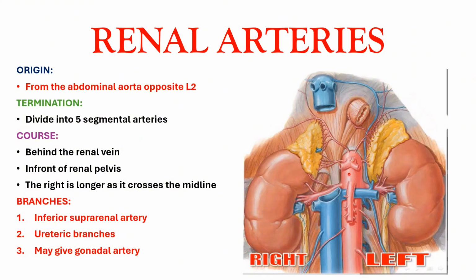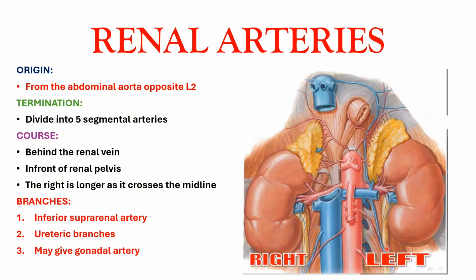So the renal vein is a branch of the inferior vena cava. If this is the renal vein, this is the renal artery. You can see that the renal artery is actually behind the renal vein. Also, the renal artery is in front of the renal pelvis. This is the renal pelvis, and this is the renal artery, so it's actually in front of the renal pelvis.